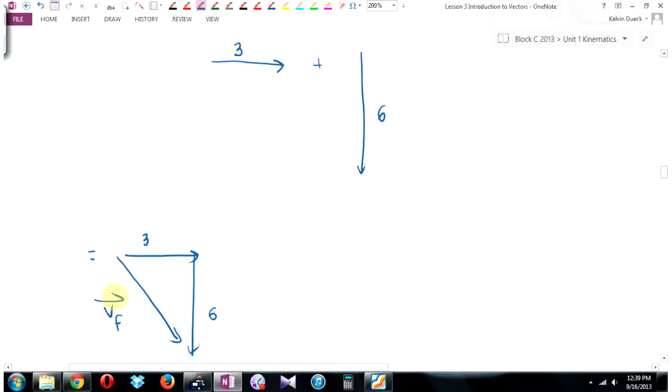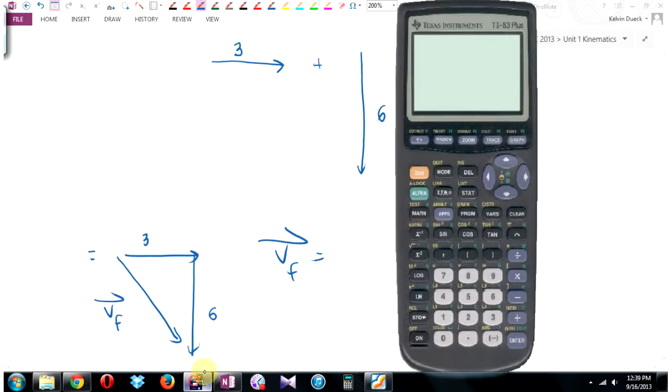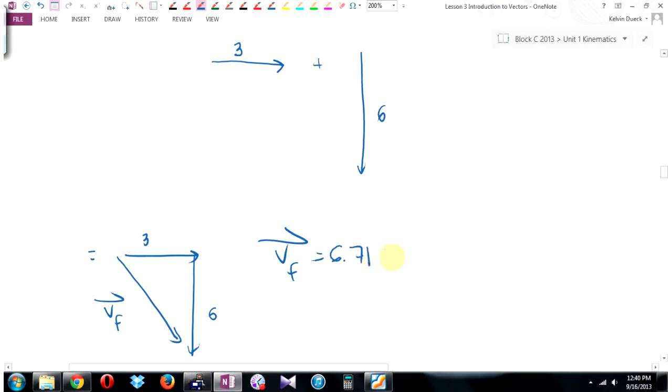Now let's actually get the magnitude and the direction. Square root of 45, I think, yeah? 3 squared plus 6 squared square root, sure. Magnitude 6.71 meters per second, because it's velocity. Direction, I think, that there.